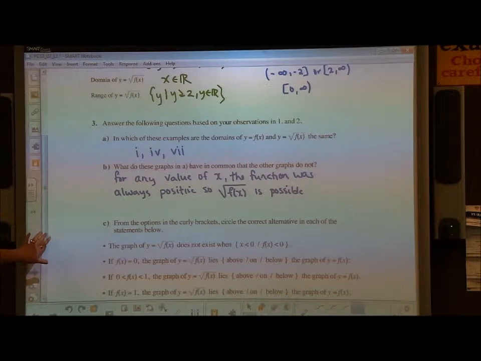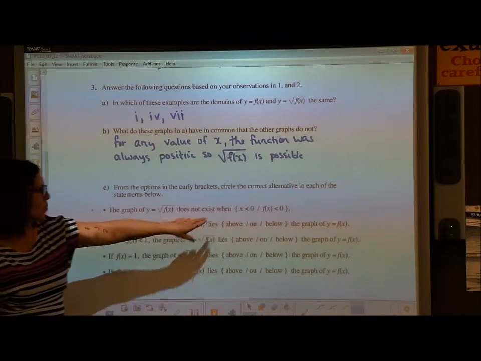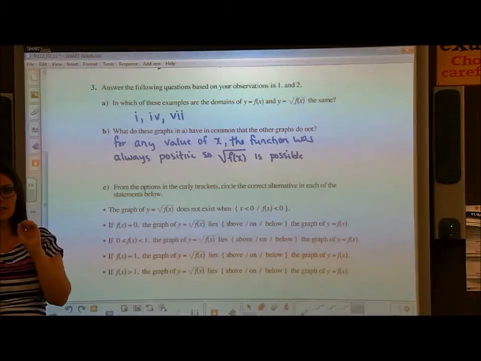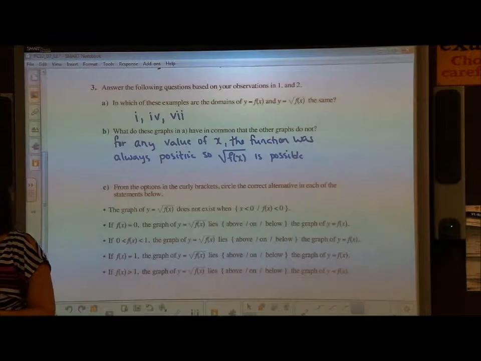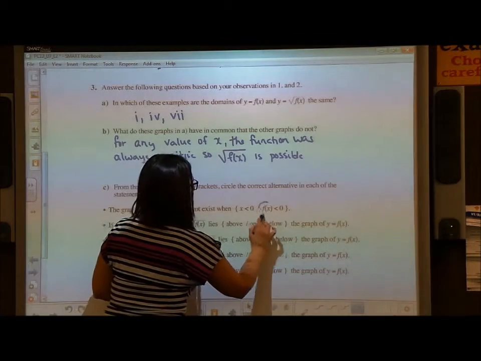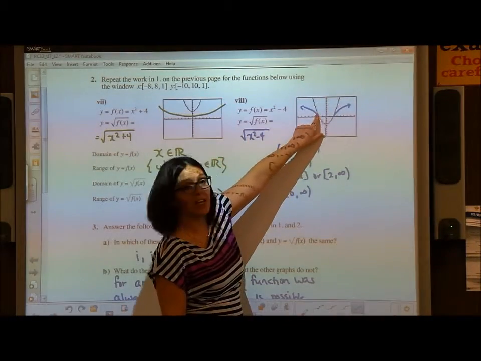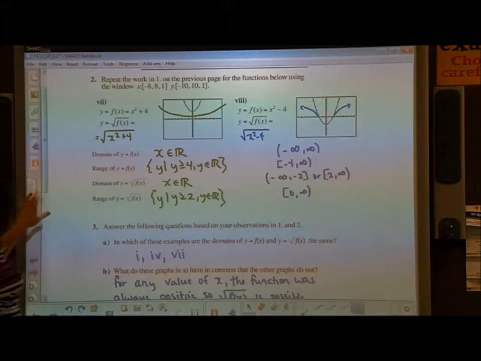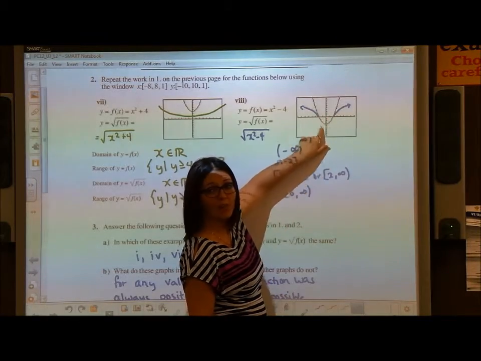So it says, from the options in the curly brackets, circle the correct alternative in each statement. So the graph of f of x does not exist when the value of x equals 0 or when f of x is less than 0. So is it when the value of x is negative or when the function is negative? The function. Because we do have an example when my x values are negative. Right here I have negative x values and I still can take the square root on this part of the graph. So it's when the value of the function is negative. This part here, this is the value of the function.